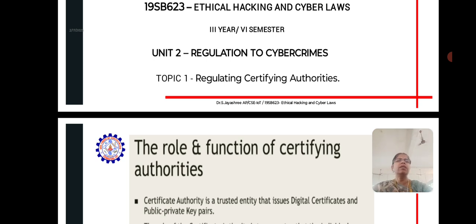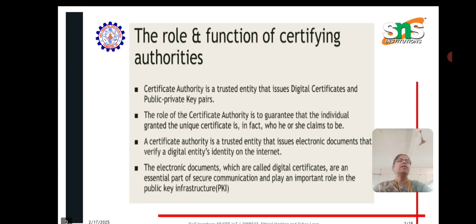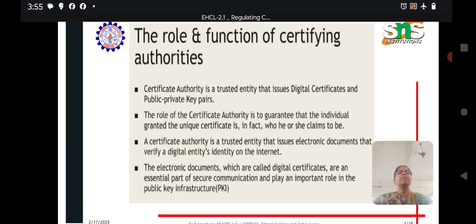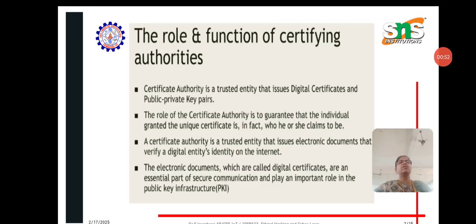So the role and function of certifying authorities are as follows. A certifying authority is a trusted entity that issues digital certificates and public key pairs, the public key infrastructure. The role of the certifying authority is to guarantee that the individual granted the unique certificate is in fact who he or she claims to be. A certificate authority is a trusted entity that issues electronic documents that verify a digital entity's identity on the internet. These electronic documents, which are called digital certificates, are an essential part of secure communication and play an important role in the public key infrastructure (PKI).